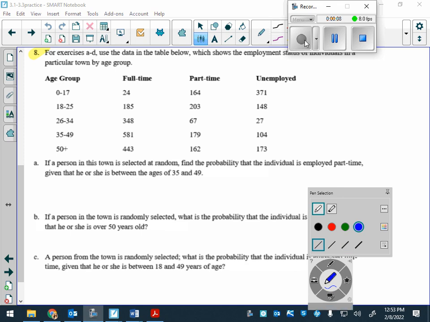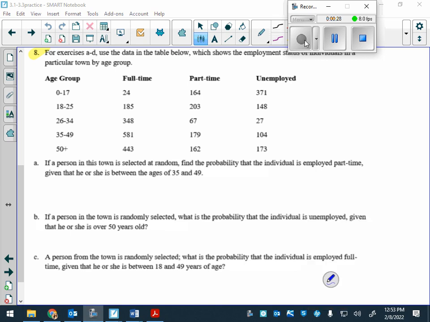Anytime you are given a two-way table, it just means, in this case, you have age group and employment status. That's what it means to be a two-way table, two different categories, so to speak. You always want to figure out the totals, because you never know when you're going to use them. So anytime you have a two-way table, you always want to compute what the totals are for each. That's what we're going to do first. Even if you don't necessarily use them, it's always a good practice to do so.